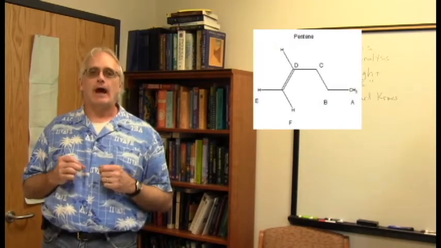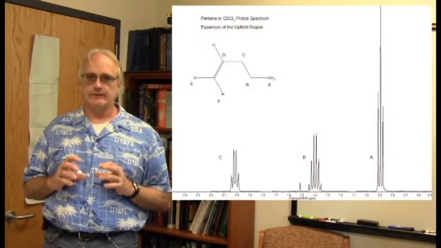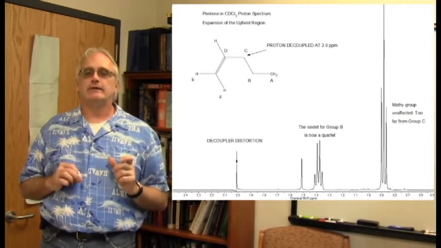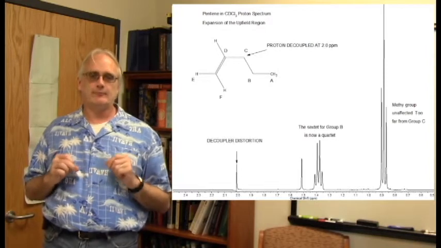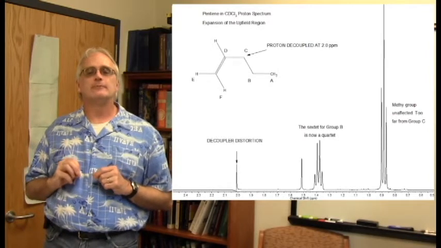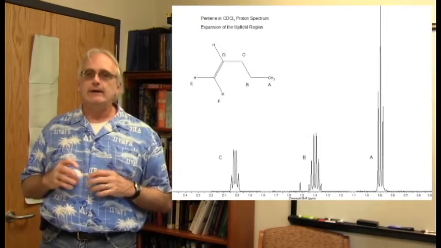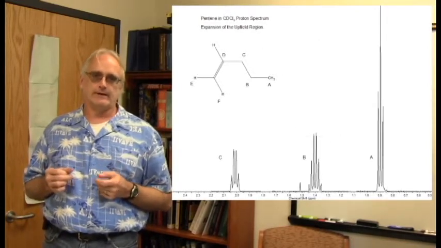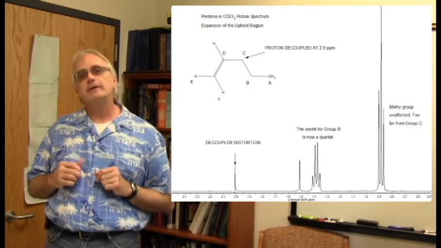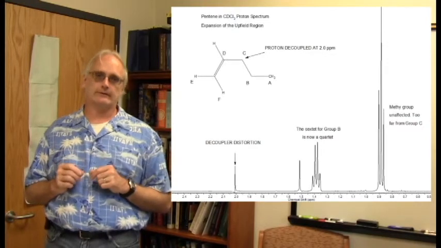In order to see how this works, first take a look at the upfield region. Now this spectrum looks quite a bit different than it did when we looked at just pentene itself. You see a distortion right at 2 ppm. That is the decoupling pulse. And then you see this quartet here for position B. Remember, in the original spectrum, it was a sextet. It had 5 neighboring protons, but with position C gone now, being decoupled, it now only has 3. The 3 protons back there at group A. And so the sextet has collapsed to a quartet.